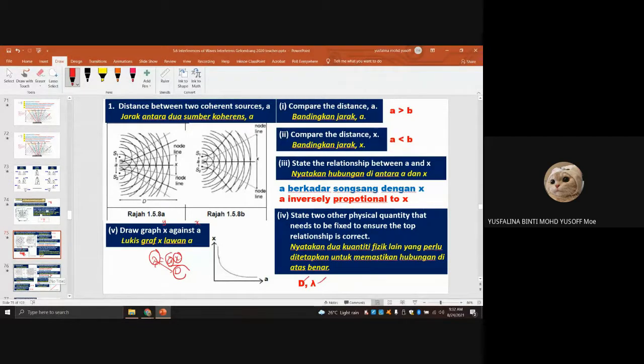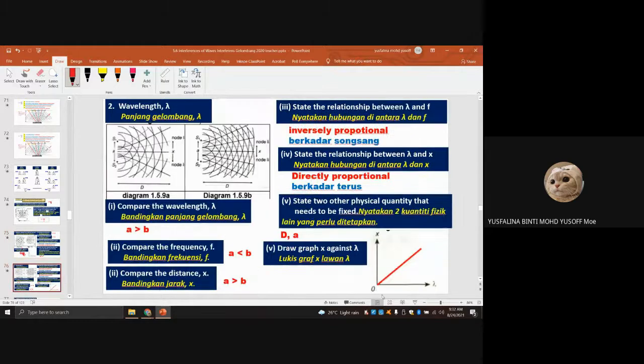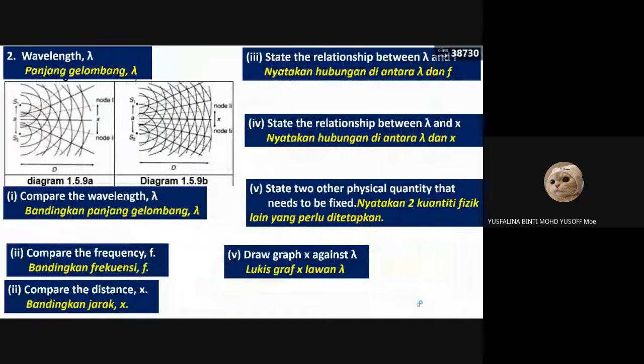How does the distance affect X here? The next one, we see how the wavelength affects the value of X. First, we have to compare the wavelength. As you can see here, the wavelength for A is, let's say, from here to here. So this is one wavelength, and this is one wavelength. Of course, diagram A has the higher wavelength.